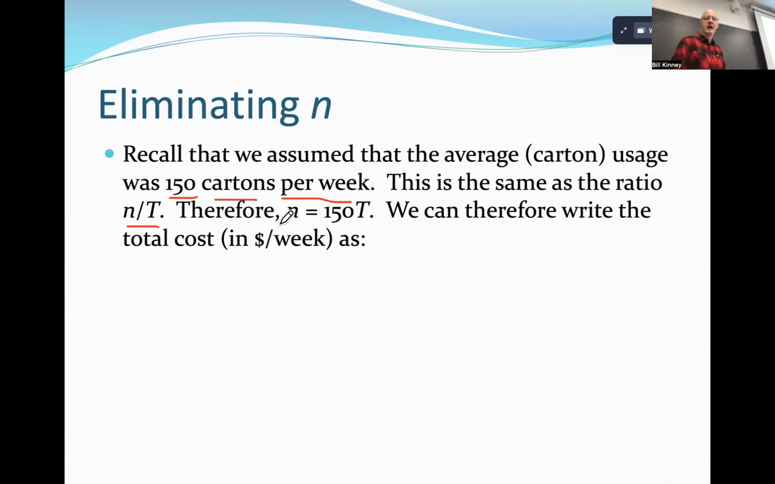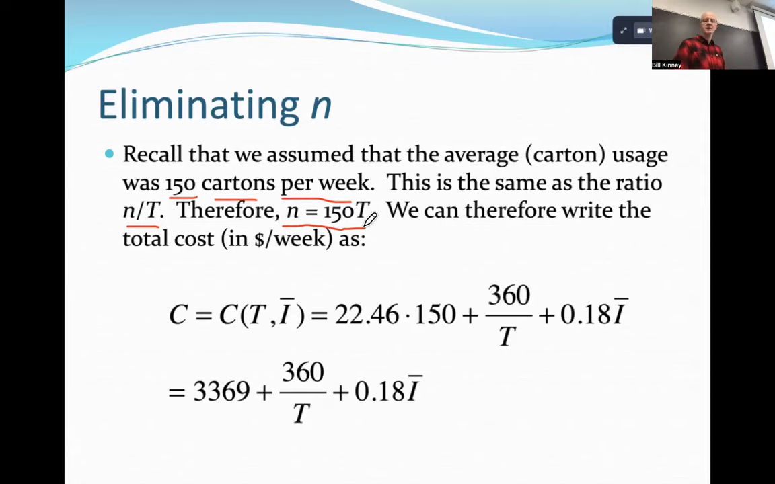And if you solve for N by multiplying both sides by T, you can say that N is 150 times T. That's a constraint that we can now substitute into the function to rewrite the function as a function of just T and I bar. No N's anymore. So remember what was here before. What was here before was N divided by T. That got replaced by 150. And I think there was no other N in the equation. So that's really the only substitution that we actually need to make.